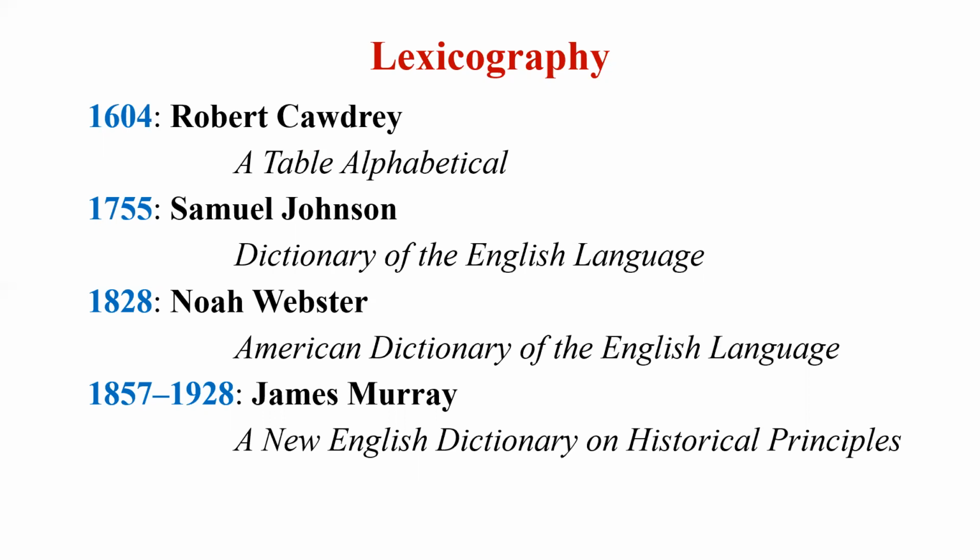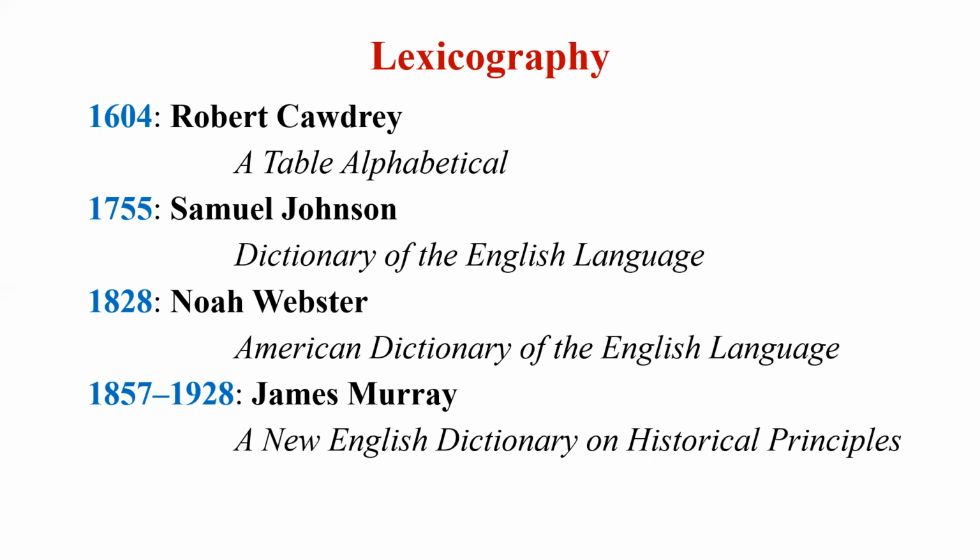Because earlier there were dictionaries, but they were bilingual dictionaries using two languages. Dictionaries where we use two languages for definition or other things. For instance, Latin English or Hebrew English or Greek English or English Greek. These are bilingual dictionaries. But for the first time, we have A Table Alphabeticall compiled by Robert Cawdrey, which is a monolingual dictionary. A word is defined in its own language. An English word defined in English itself. And that is a monolingual dictionary. Then we got monolingual dictionaries.